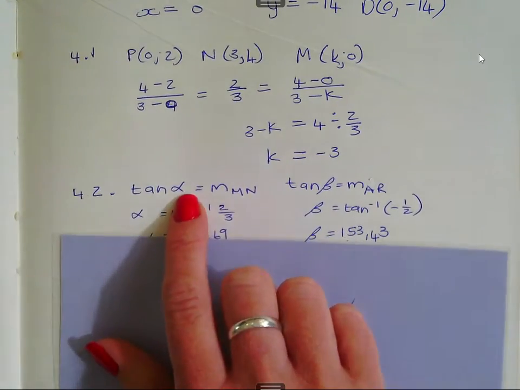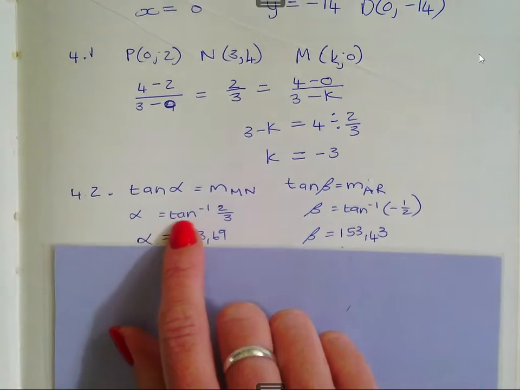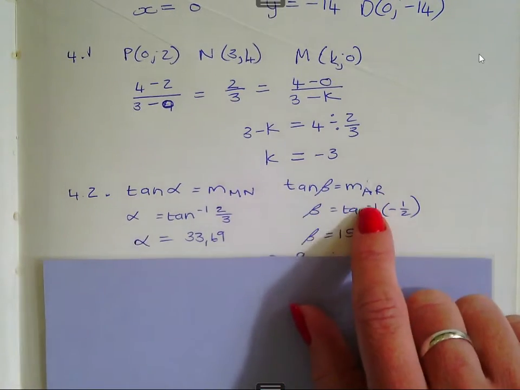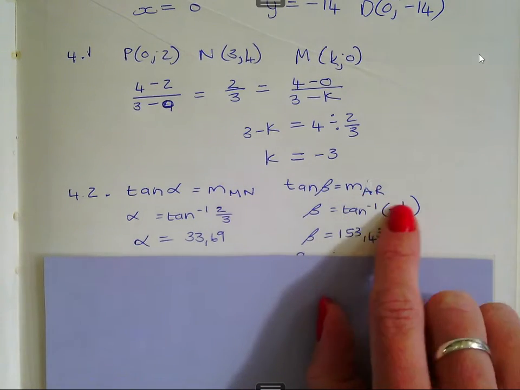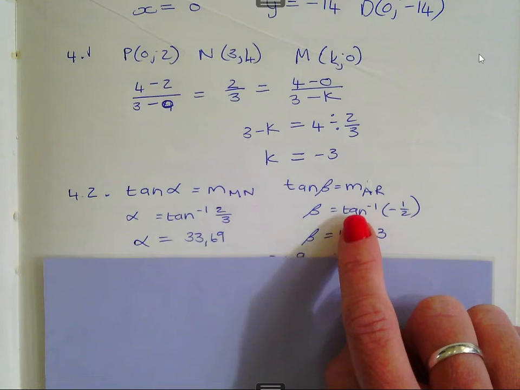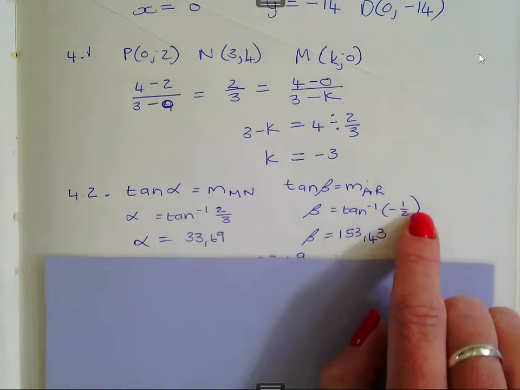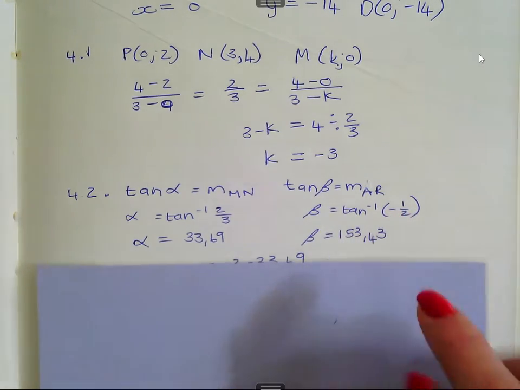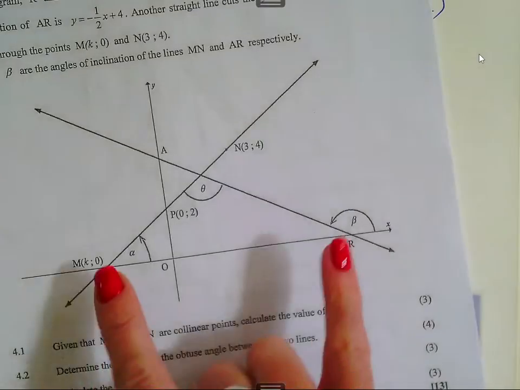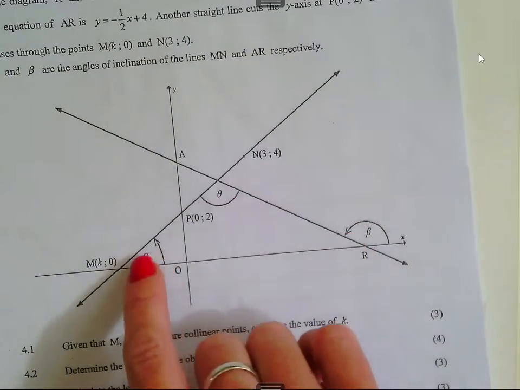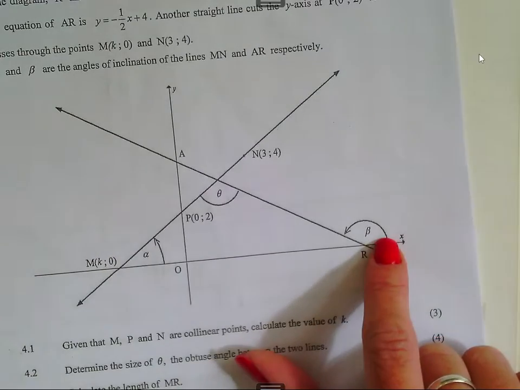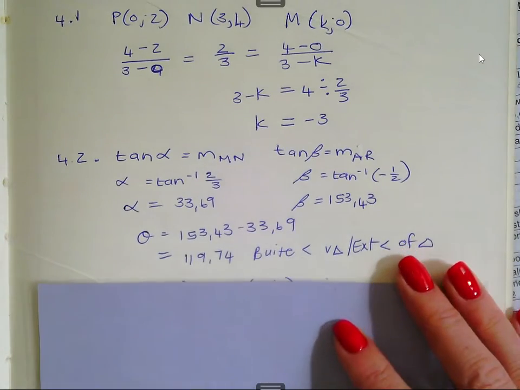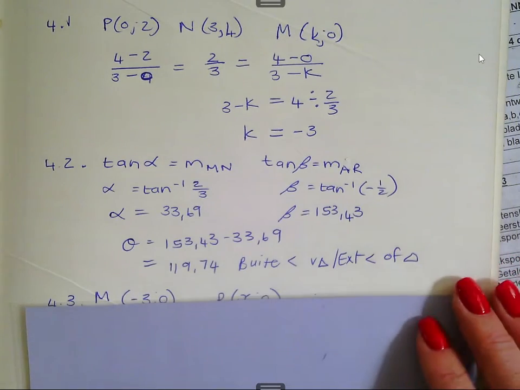For the tan of alpha, I said it's the gradient of MN. Shift tan 2 over 3, I get 33,69. For the tan of beta, it's equal to the gradient of AR. It was given as a half. I just press shift tan a half. Then I take the answer and subtract it from 180 because of the negative there. And then once I have those two angles, I know that these two added will be equal to beta because of the exterior angle of a triangle. So I find theta to be 119,74 because of the exterior angle of a triangle.